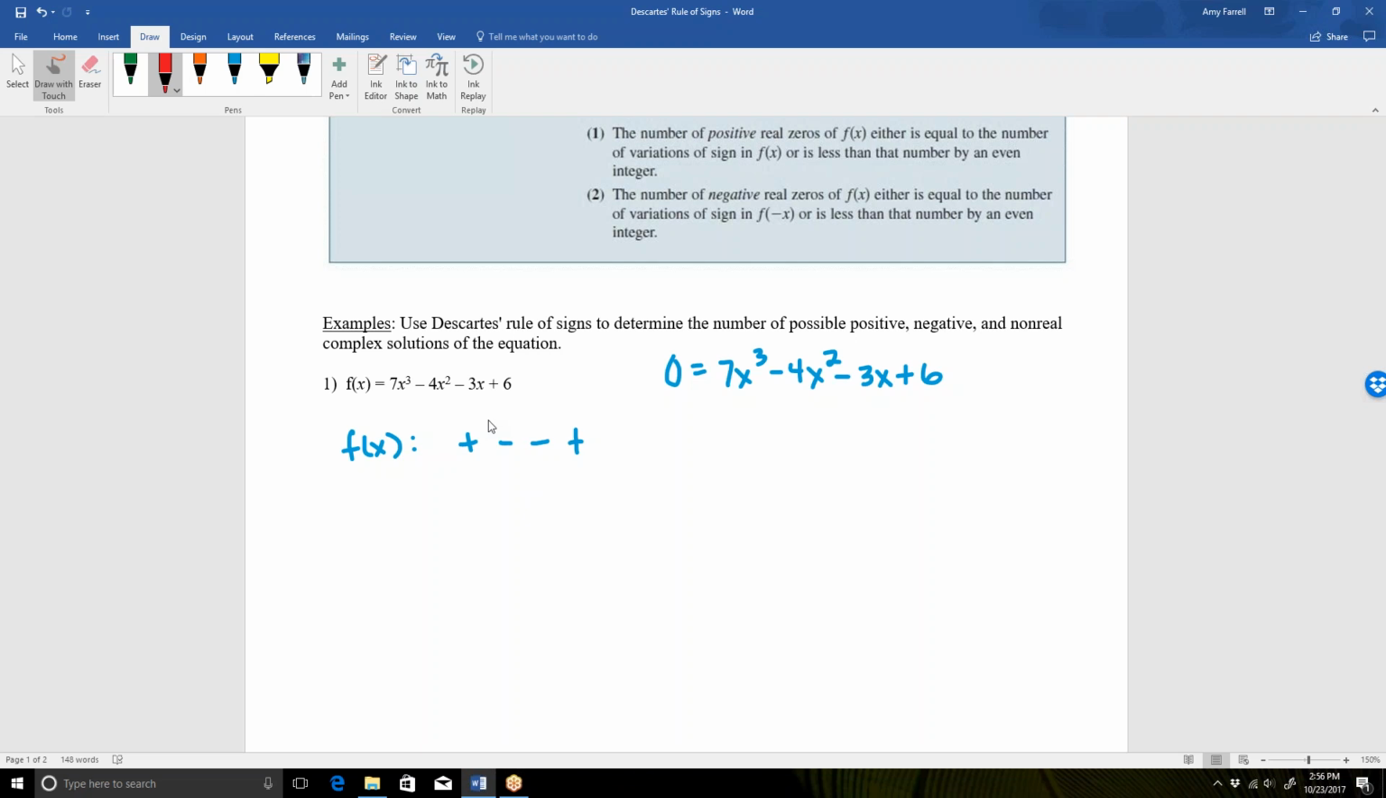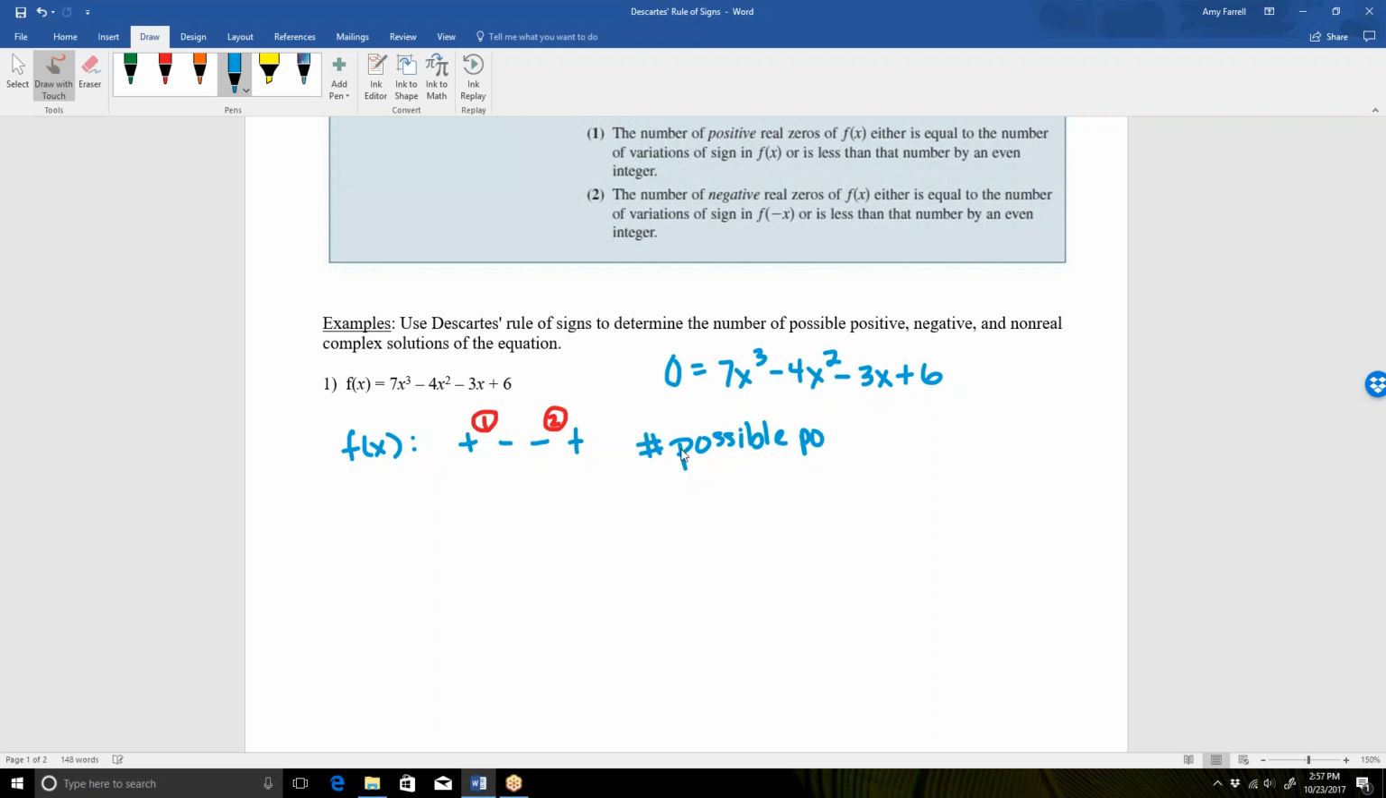So the first term was positive, the second one was negative. That is one variation of sign. Then you have a negative term followed by another negative term. No sign change there. But then we go from negative to positive here at the end. That would be a second variation of sign. The number of variations of sign in f of x tells you how many possible positive real zeros that function has.